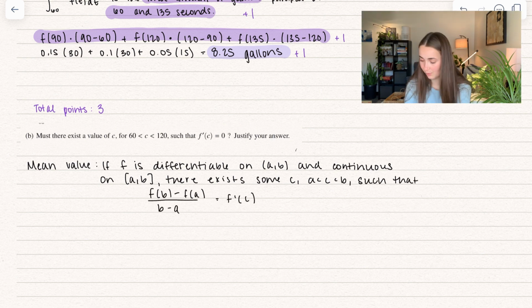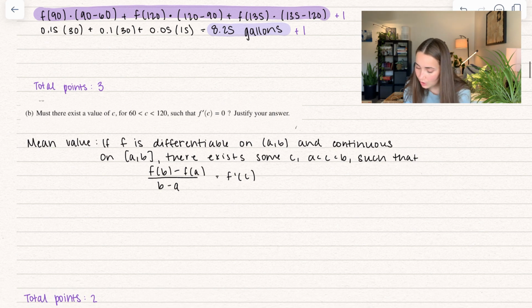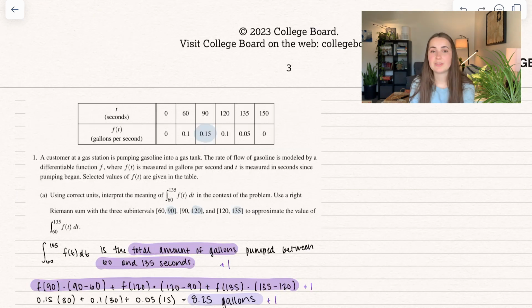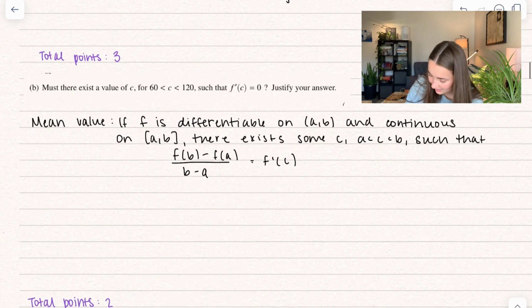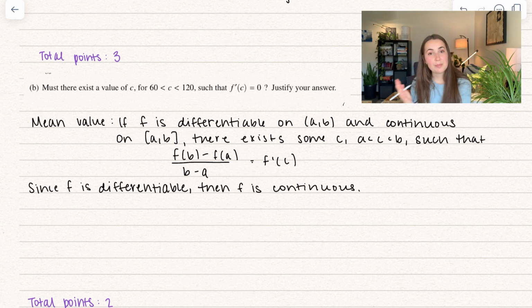So if f is differentiable on that interval a to b and continuous on a to b, there exists some c that's going to be between a and b such that f of b minus f of a divided by b minus a is equal to f prime of c. So let's go ahead and talk about our interval. We want our function to be differentiable and we want it to be continuous. Looking back at the original problem right here, the rate of flow is modeled by a differentiable function. So since f is differentiable on this interval, that means it's also going to be continuous. This means that we can apply the mean value theorem.